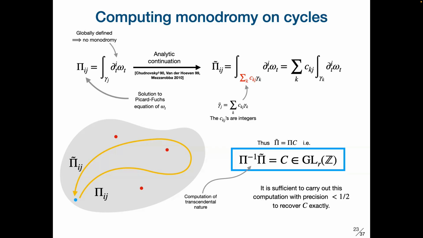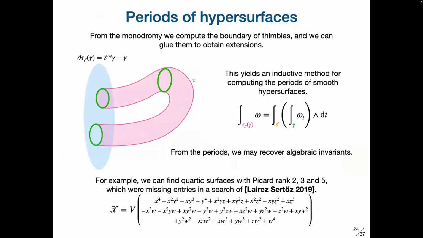And it tells you that if you manage to do this computation here with precision smaller than 1/2, and then you recover these integers exactly, this is a proof that the matrix that you've computed is correct. So this tells you how to compute monodromy, and from monodromy you recover the boundaries of the thimbles. From the boundaries of the thimbles, you know how to glue them together, and then you have this inductive approach for computing the periods of any hypersurface in any dimension.